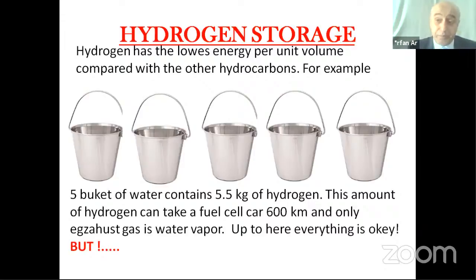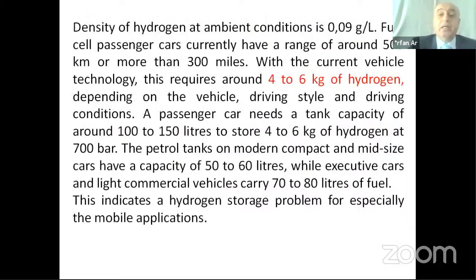There is no problem, it seems, but in fact, the density of hydrogen at ambient conditions is 0.09 grams per liter, or kilograms per cubic meter. Fuel cell passenger cars currently have a range of around 500 kilometers or more than 300 miles. With the current vehicle technology, this requires around 4 to 6 kilograms of hydrogen, depending on the vehicle, driving style, and driving conditions. A passenger car, therefore, needs a tank capacity of around 100 to 150 liters to store 4 to 6 kilograms of hydrogen at 700 bar.